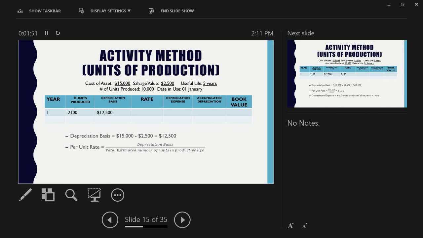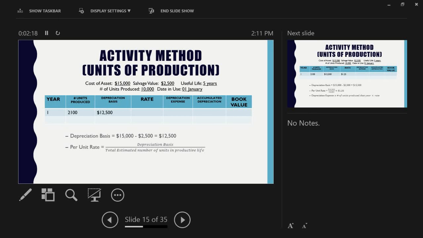Could you go back over that again? My pen sort of messed up. It's following along, it's on the screen. Oh, I see, okay, gotcha. So you're going to take your cost of asset, which is $15,000. You're going to minus the salvage value, which is 2,500, which gives you a total of 12,500. Okay, good.